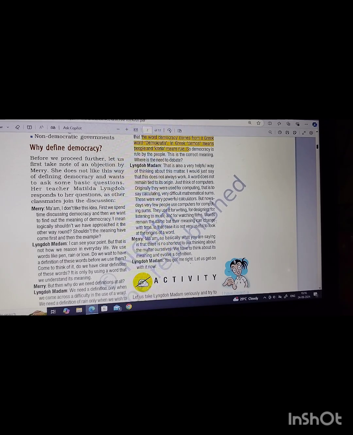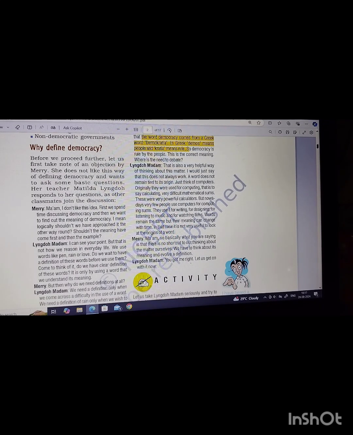Words remain the same, but their meaning can change with time. In that case, it is not very useful to look at the origins of the word. So the madam has given a very clear-cut example that the meanings of words can change with time. Previously, people used computers for calculating very difficult mathematical sums, because they are very powerful calculators. But nowadays people use computers not only for computing sums, but for writing, designing, listening to music, and watching films. So the meanings of words can change with time. So the origin of the word is not so important to remain the same throughout the years.